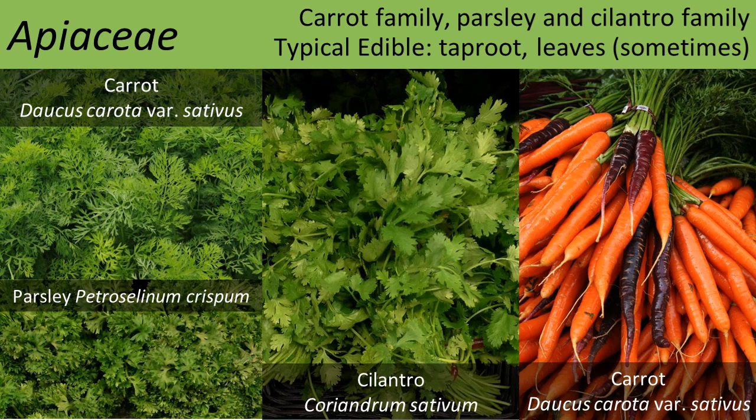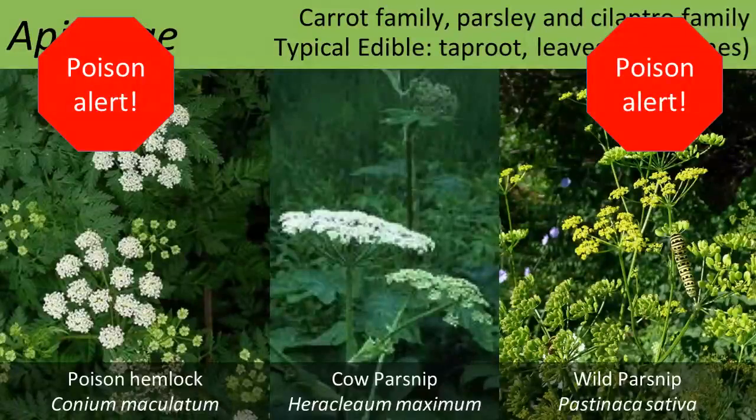The taproot in these families is edible, of course, with the carrot, and sometimes we will eat the leaves, as with parsley and cilantro. But not all leaves are edible, and not all plants are edible within this plant family. So we need to be very careful about knowing what we're growing and harvesting the appropriate part. The Apiaceae family also includes quite a few species that are poisonous, so it's a good idea to know what it is you're growing and what part you're harvesting.